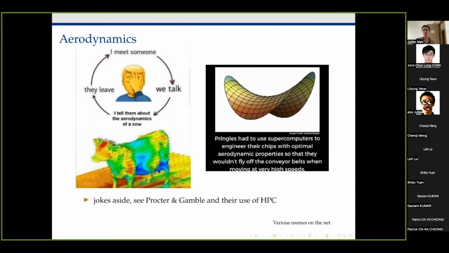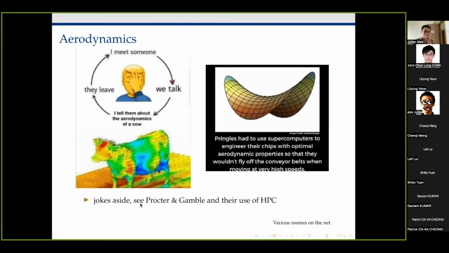So what you might want to do is some calculation to optimize and control the conveyor belt speed accordingly, to minimize the probability of these things dropping off. I thought this was a joke, but I actually looked up Procter & Gamble.